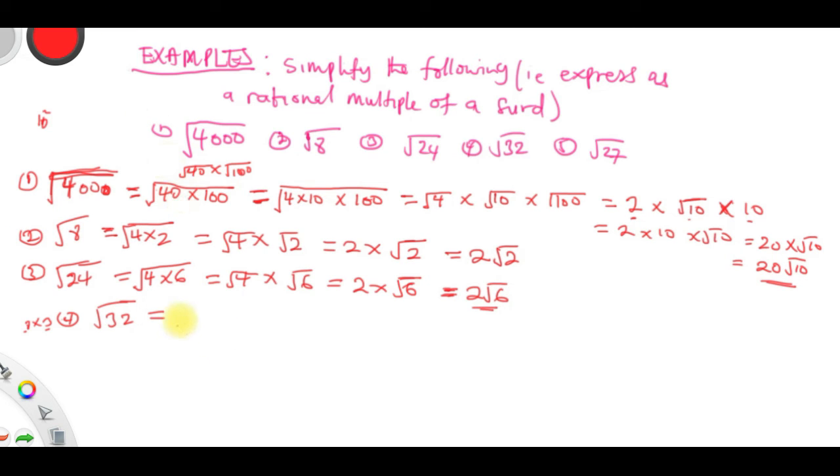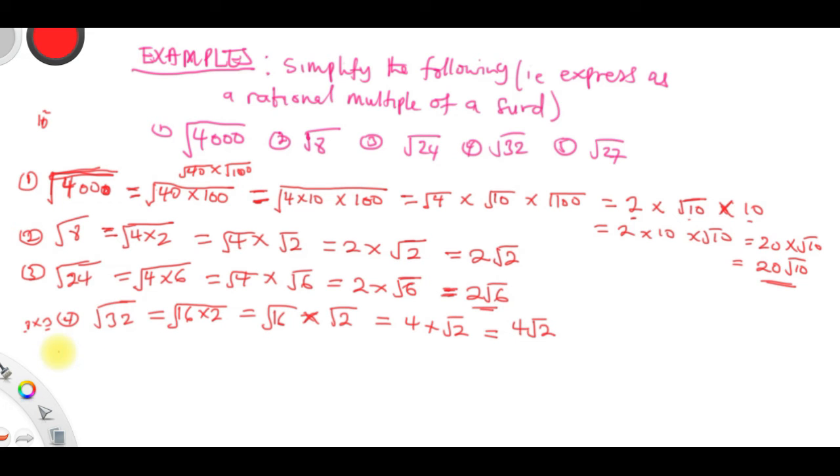Rather, you make it 16 times 2, because 16 is a perfect square. Have you seen? So that you get 16 under its own square root sign, times 2 under its own square root sign. What is the square root of 16? It's 4, times the square root of 2, which is 4 times the square root of 2, or 4 root 2.